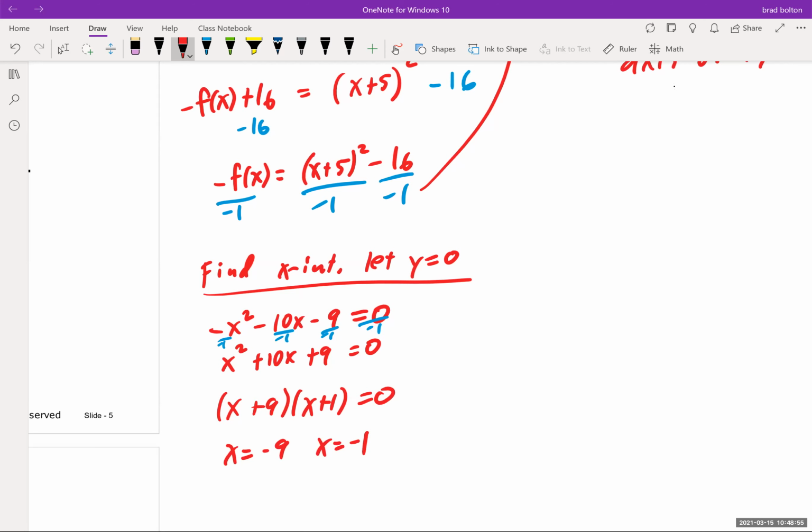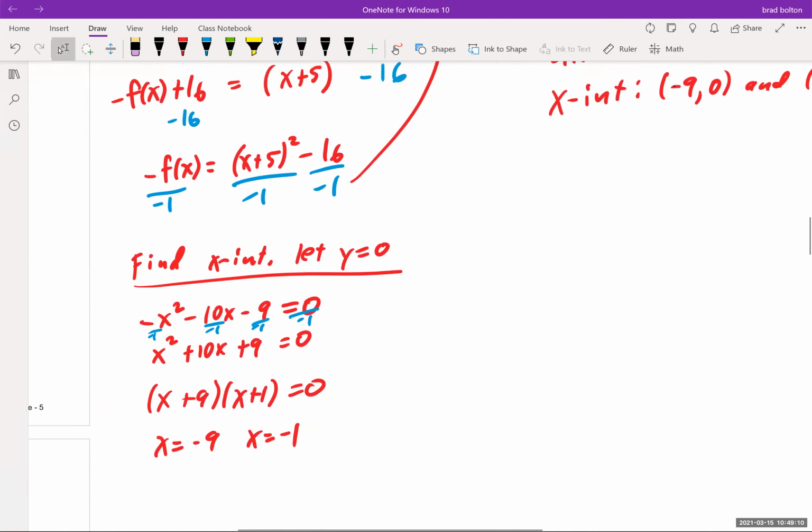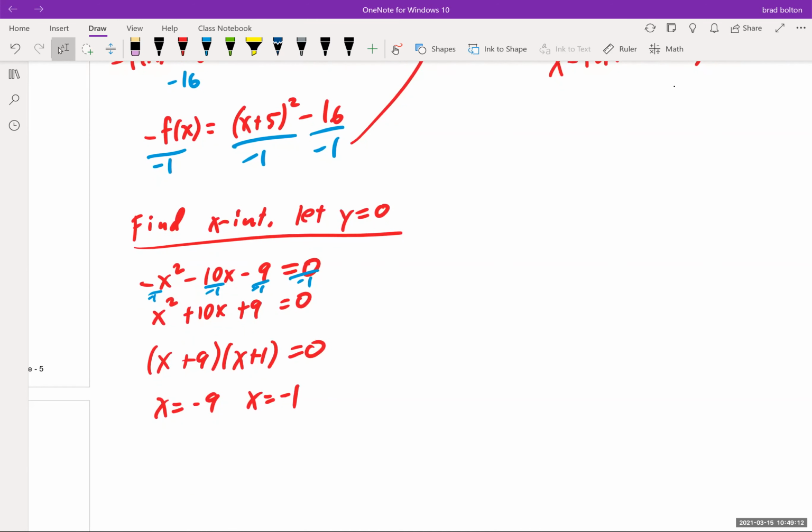So that means my x-intercepts are these points. The x-intercepts are (-9, 0) and (-1, 0). So there are two points on the graph where my graph crosses the x-axis.